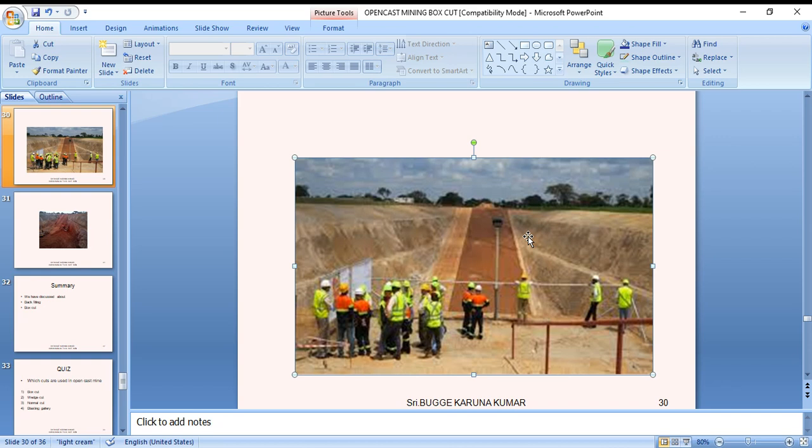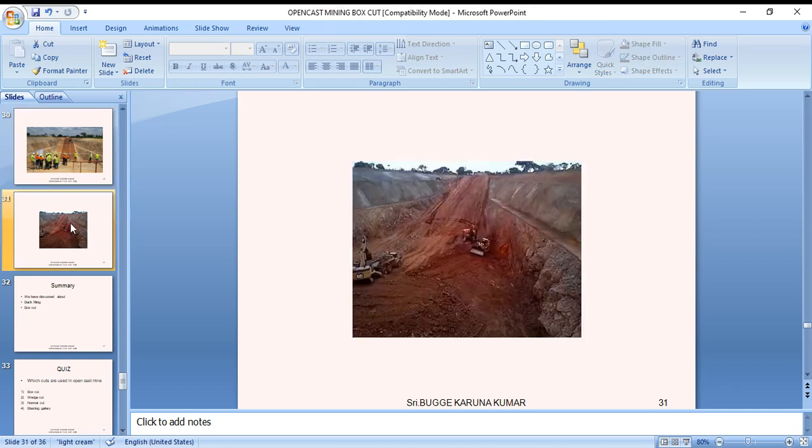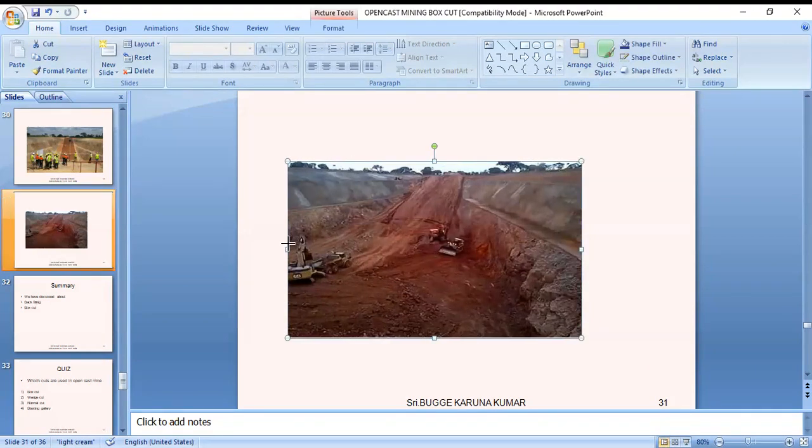There is a casting procedure, but actually it depends upon the location of the box cut, that will be going on. Next, I'm going to the next slide. It is also a very beautiful thing that is shown here.